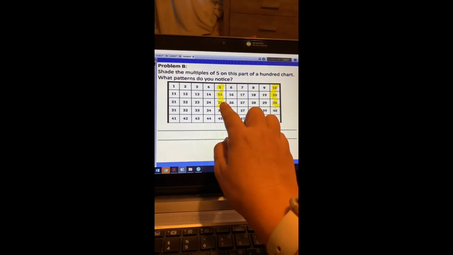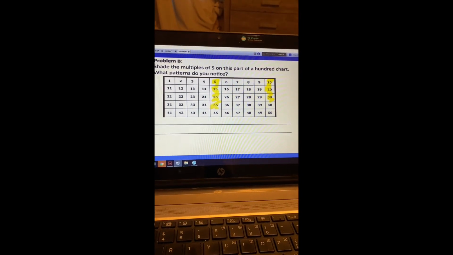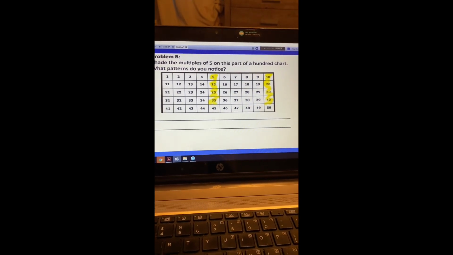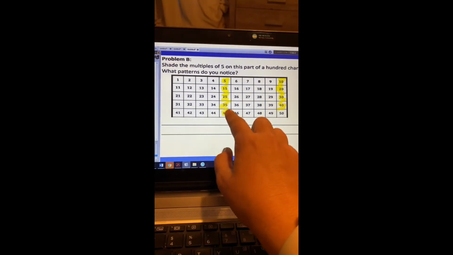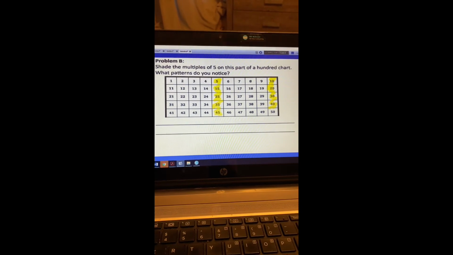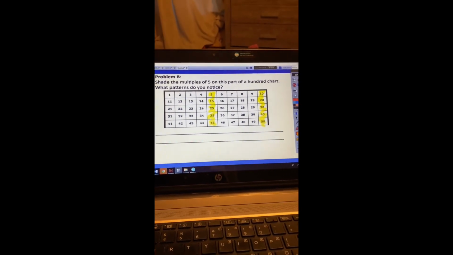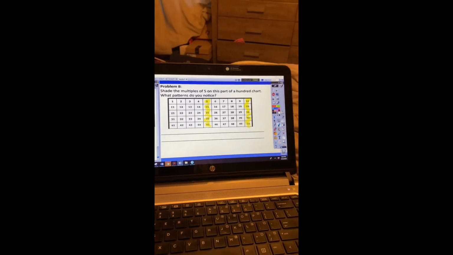5 times 6, the product is 30. 5 times 7, the product is 35. 5 times 8, the product is 40. 5 times 9, the product is 45. 5 times 10, the product is 50. So what patterns do I notice?